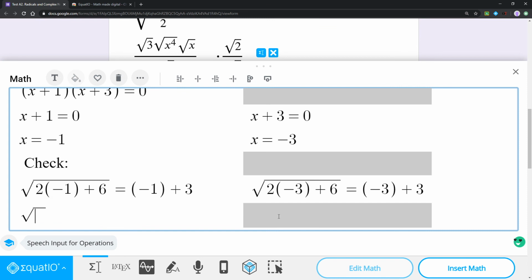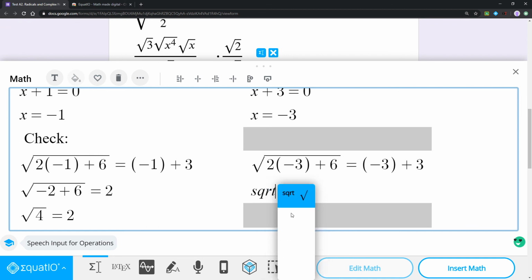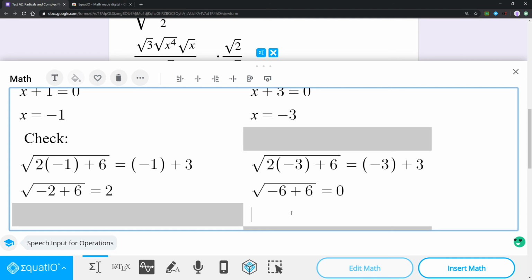And now I just PEMDAS this. 2 times -1 is -2, plus 6. Is that equal to 2? Is the square root of 4 equal to 2? True. So therefore, this is a solution. Nice. Over here, and notice I can move my cursor. So let's see. Square root of 2 times -3 is -6, plus that other 6 equals... -3 plus 3 is 0.